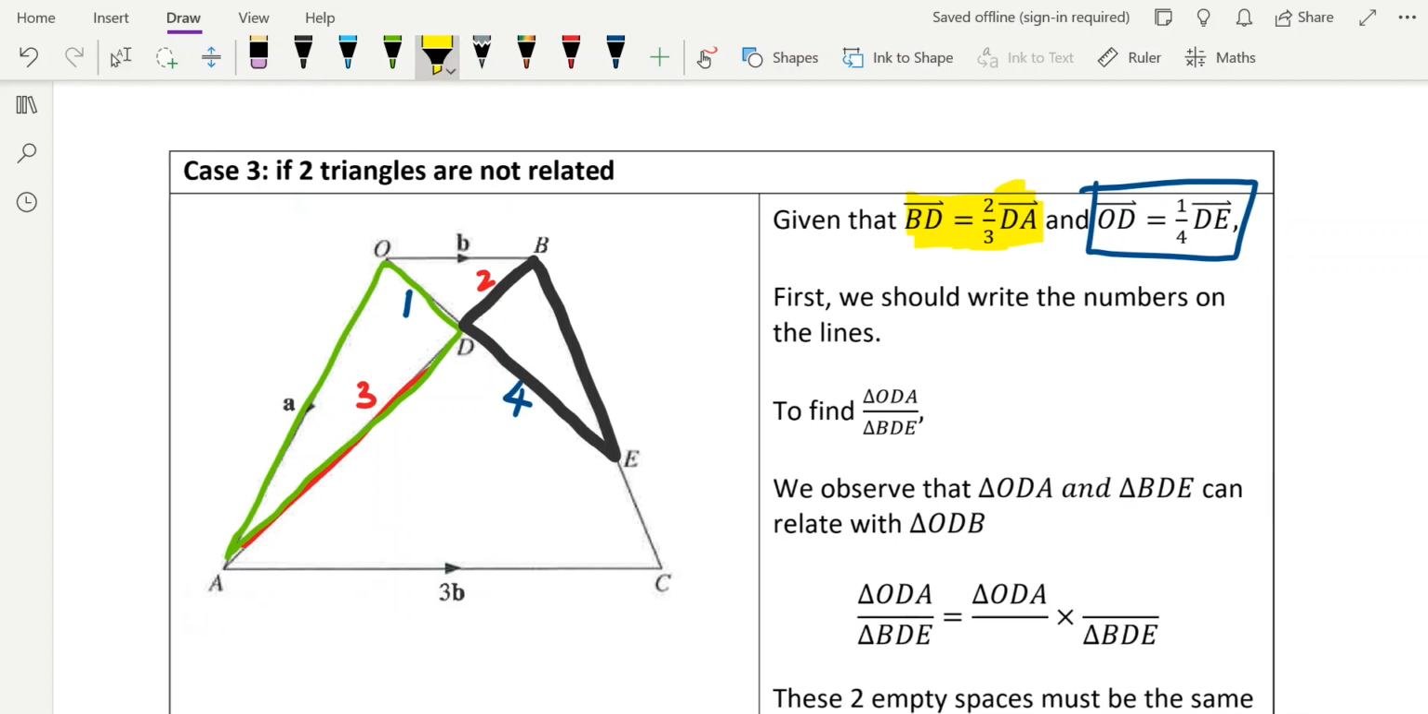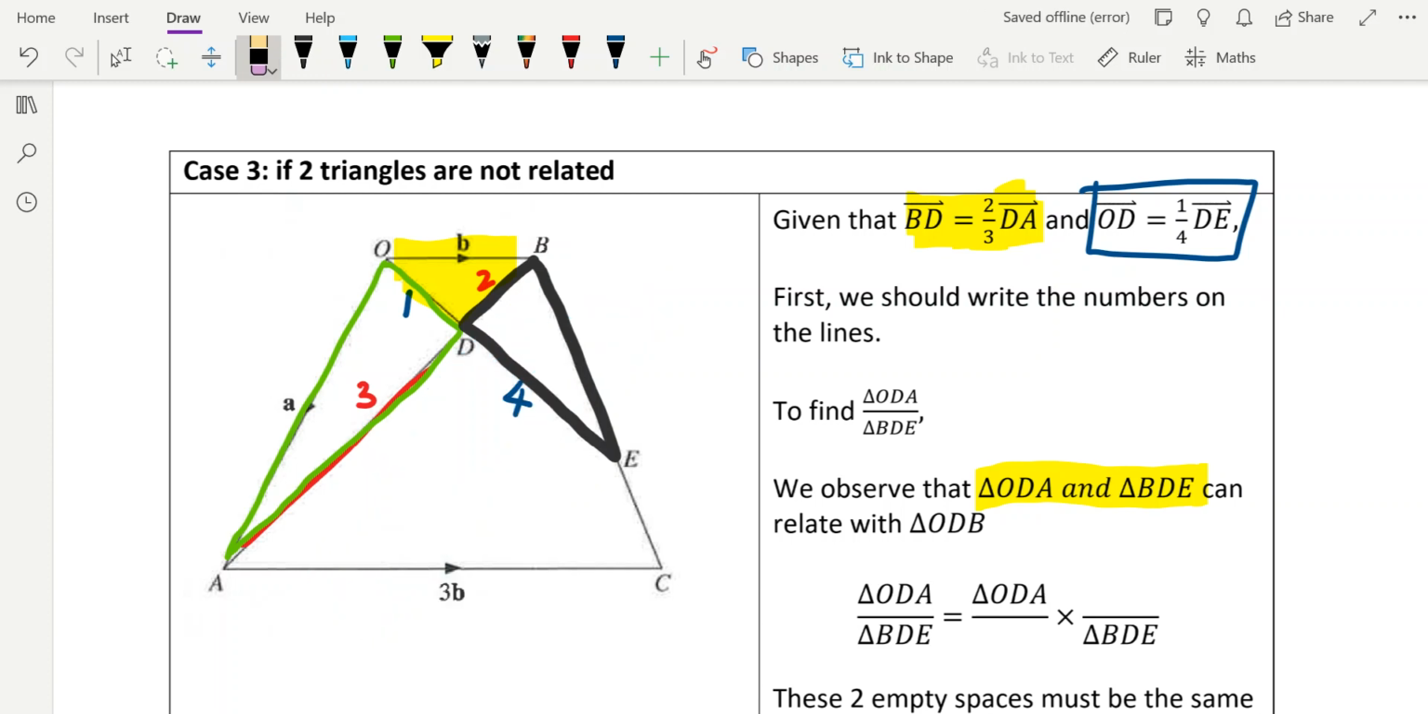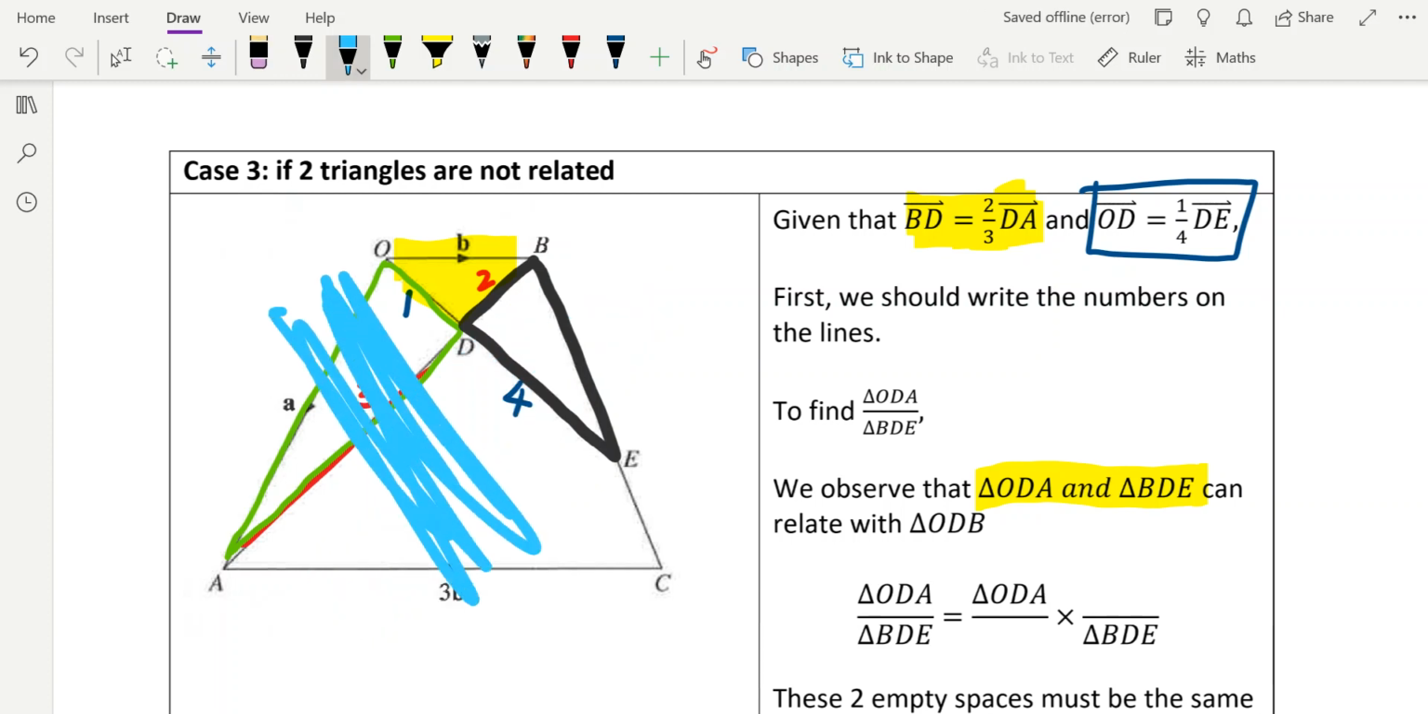We observe that ODA and DBE can each form a relationship with this triangle. Maybe you take your hand and cover this side. Can you see that ODA and ODB can be used? You can use case 2 to find the ratio of their areas. Same thing: now I erase here and I cover this side. Can you see that BDE and BDO can form a relationship using case 2.